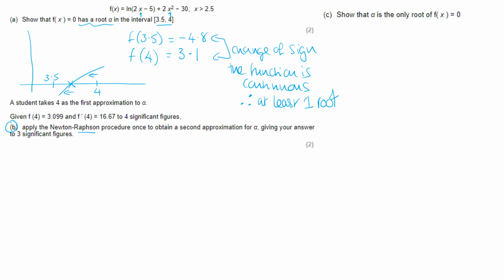Now in part B, we're being asked to apply the Newton-Raphson procedure. So you get that in the formula book, that the next one along when we're looking for a root is the previous one minus f of that over f dash. Now we're not being asked to differentiate because it actually gives us what these values are. A student takes 4 as its first approximation, so that's going to be our xn. It's asking us just to find the second one, so all we need to do is do 4 minus f of 4, which it's told us is 3.099.